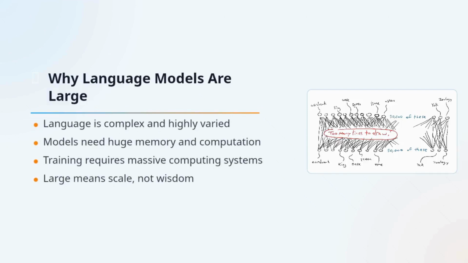When we say large language model, the word large mainly refers to scale. Human language has enormous variety, so modeling it requires a huge number of learned settings and a lot of memory. That is why systems like GPT-3 and GPT-4 need serious data center hardware to train and run. So that covers the basics of AI, machine learning, and why these models are called large.